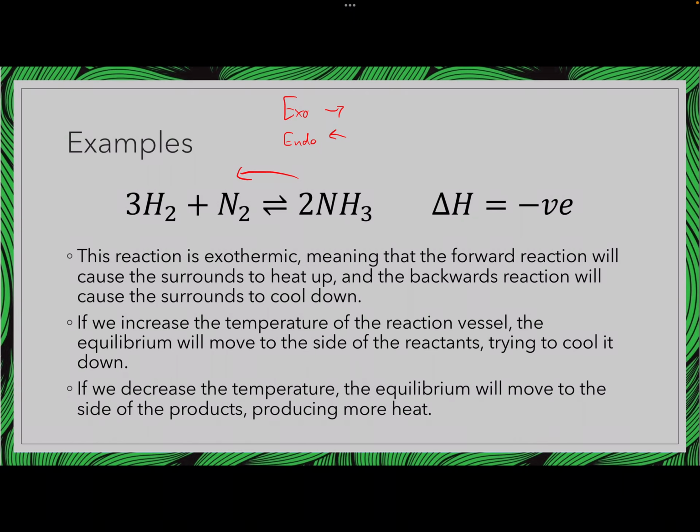If we decrease the temperature, the opposite thing happens. We decrease the temperature, so it wants to increase it, and does that by moving towards the exothermic side. So if we cool it down, it will minimize the change by doing the exothermic reaction and going towards the products.